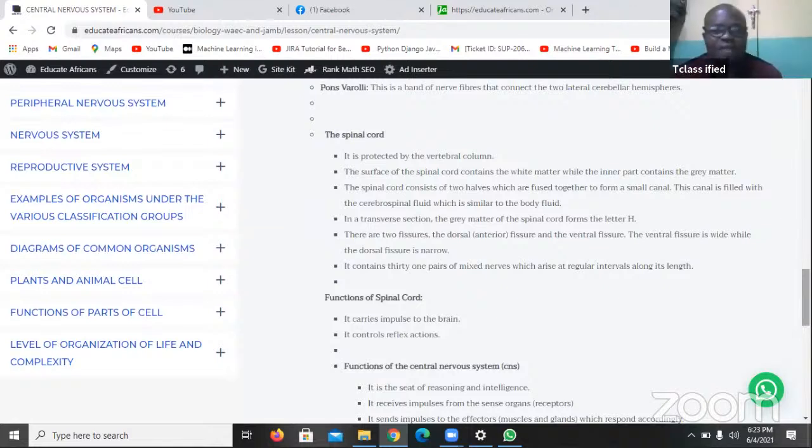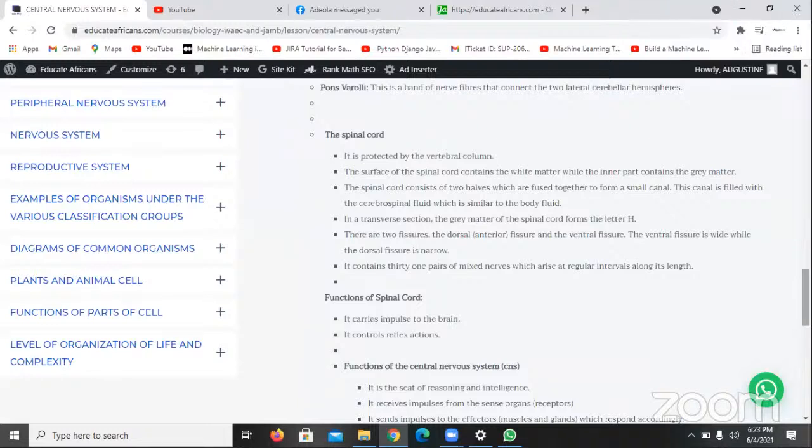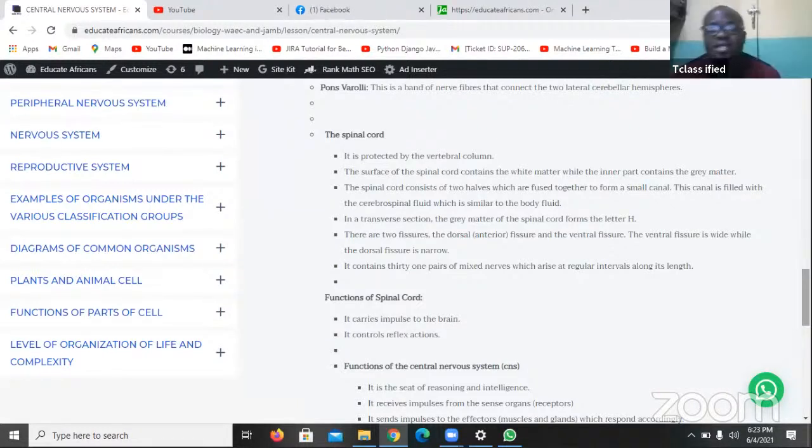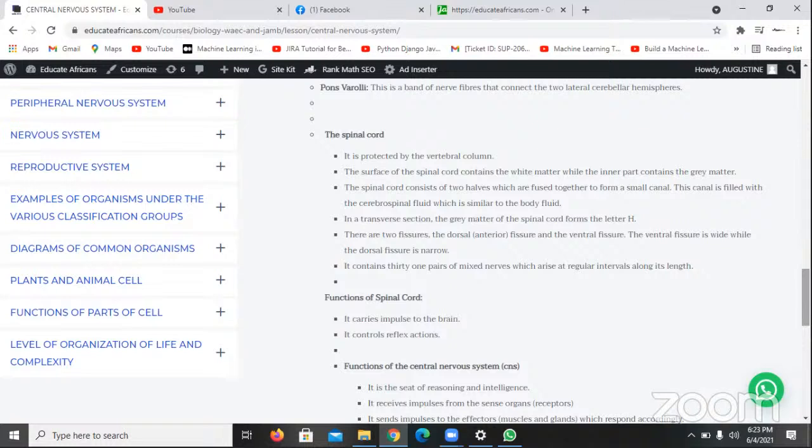The spinal cord, like we said before, is protected by the vertebral column. The surface of the spinal cord contains the white matter, while the inner part contains the gray matter. Take note. The spinal cord consists of two halves, which are fused together to form a small canal. This canal is filled with the cerebrospinal fluid, which is similar to the body fluid. So inside the spinal cord, you have the cerebrospinal fluid.